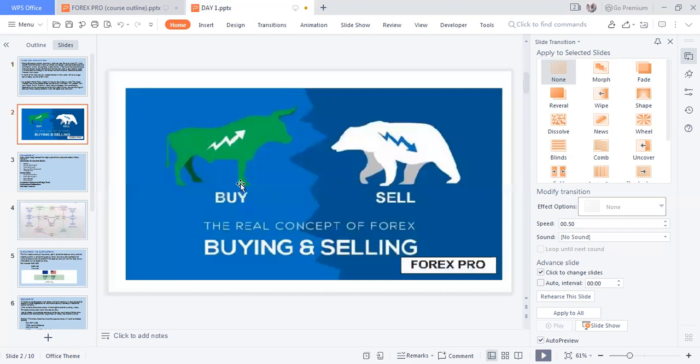Have you sat down and asked yourself, what exactly do you do in the Forex market? In the Forex market, you either buy or you sell. I repeat, in the Forex market, you either buy or you sell. When you buy a currency pair, you can also sell that currency pair. If you look at these two animals, one is the bull, while the other one is the bear. The bull goes with an indication of buy, and the bear goes with the indication of sell.